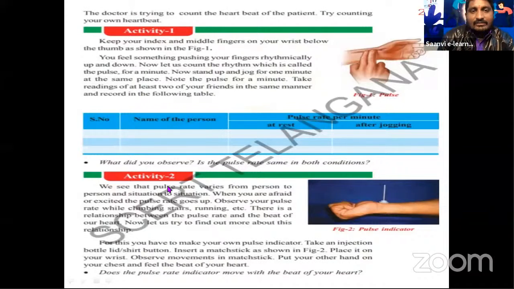So what is the reason behind that? Can anybody tell? Please raise your hand. Why was it increased after the jogging? Nothing to worry. Just share what you are thinking, whether it is right or wrong. Not a problem. Participation is important.